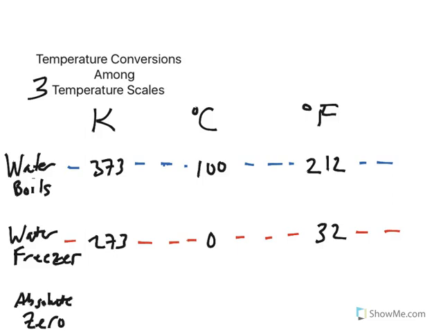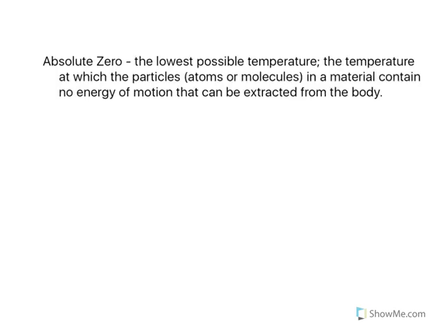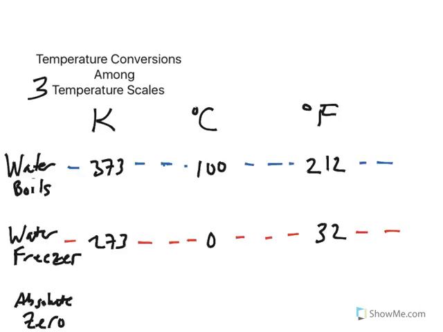Now let's look at absolute zero. Absolute zero is the lowest possible temperature in a material. It is the temperature at which the particles in a material, such as the atoms or molecules, contain no energy of motion that can be extracted from the body. Absolute zero is when the particles don't move. So remember, temperature is the average motion of the particles, whereas thermal energy is the total motion of the particles. In absolute zero, the particles aren't moving at all.